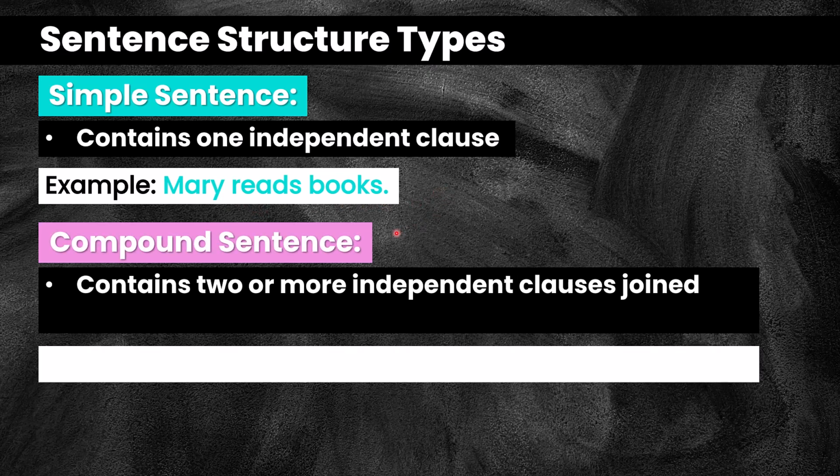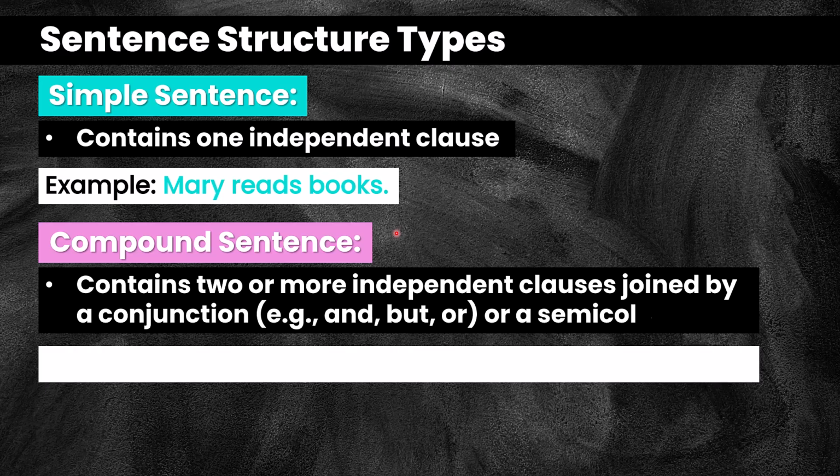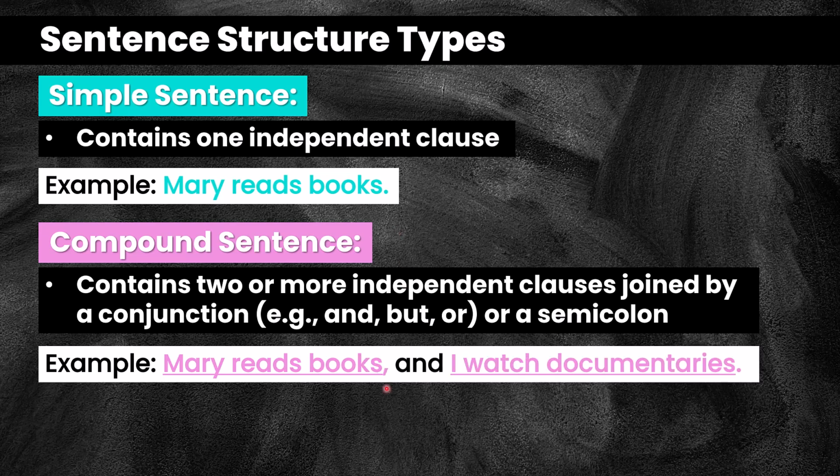A compound sentence contains two or more independent clauses joined by a conjunction or a semicolon. For example, Mary reads books and I watch documentaries. This is a compound sentence because we have two independent clauses joined by the conjunction and.